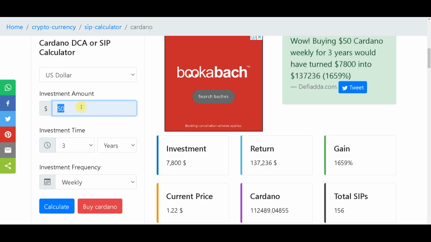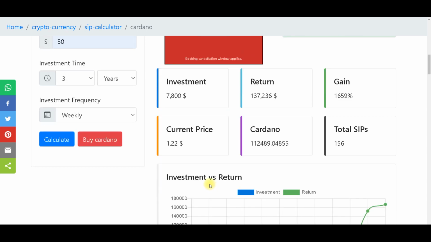So $50 a week 3 years from now would have turned into a $7,800 overall investment by yourself, and that would return you a 1,659% gain on your Cardano Ada, netting you a total return of $137,236. This is at a price of $1.22 per Ada.